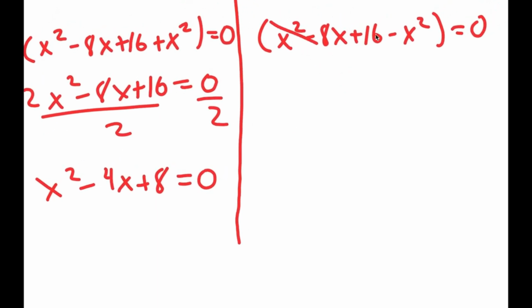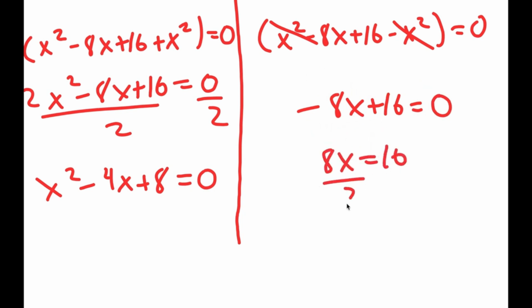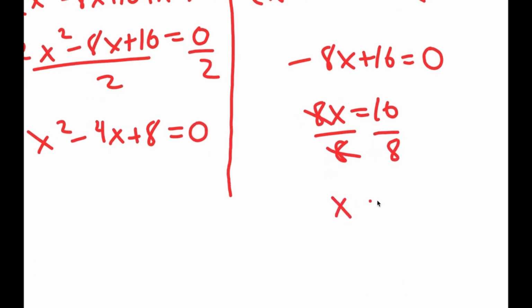For my right-hand side, these two cancel out, and I get negative 8x plus 16 is equal to 0. So I'm going to first solve for my right-hand side. I'm going to add 8x on both sides, so I get 8x is equal to 16. Now if I divide both sides by 8, these two cancel out, and I get x is equal to 2.